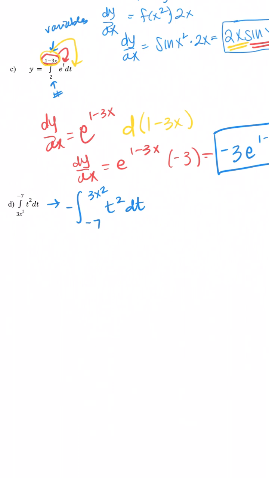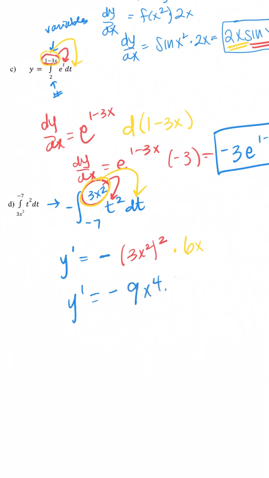All right, so then the derivative, I'm going to write it as y prime instead of dy dx. The negative is just a constant in front. It's like negative 1. We're going to take the 3x squared and plug it in for t. That's going to be 3x squared squared. And then we're going to take 3x squared and take its derivative, which is 6x. And so y prime is negative 9x to the 4 times 6x, which is negative 54x to the 5th.